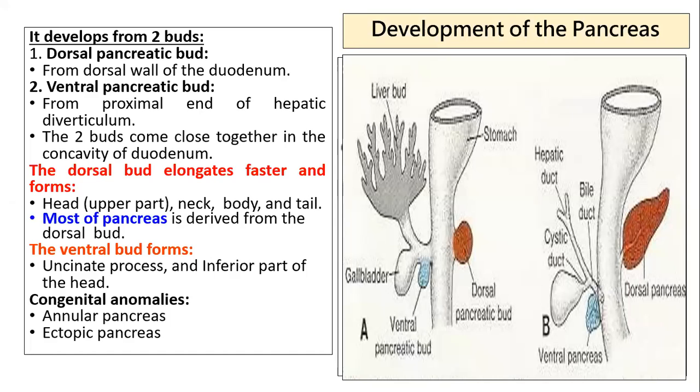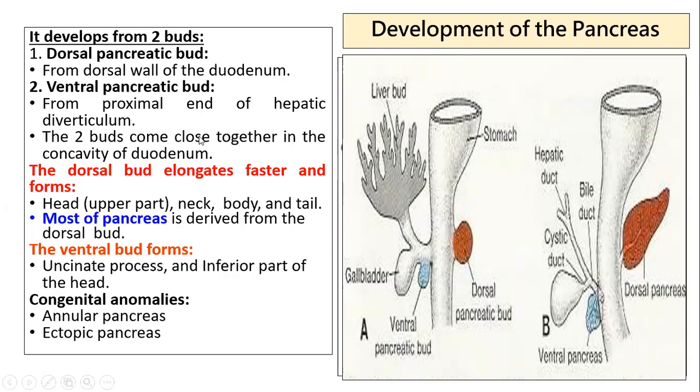Now we are talking about the pancreas. Here you can see the pancreas, as we discussed before. It develops from two buds, the dorsal pancreatic bud and the ventral pancreatic bud. This is the dorsal pancreatic duct and this is the ventral pancreatic. Again, at the same junction where the liver has developed, the pancreas also develops. The dorsal pancreatic bud forms from the dorsal wall of the duodenum. The ventral pancreatic bud forms from the proximal end of the hepatic diverticulum. Near the hepatic diverticulum, the ventral pancreatic duct will develop.